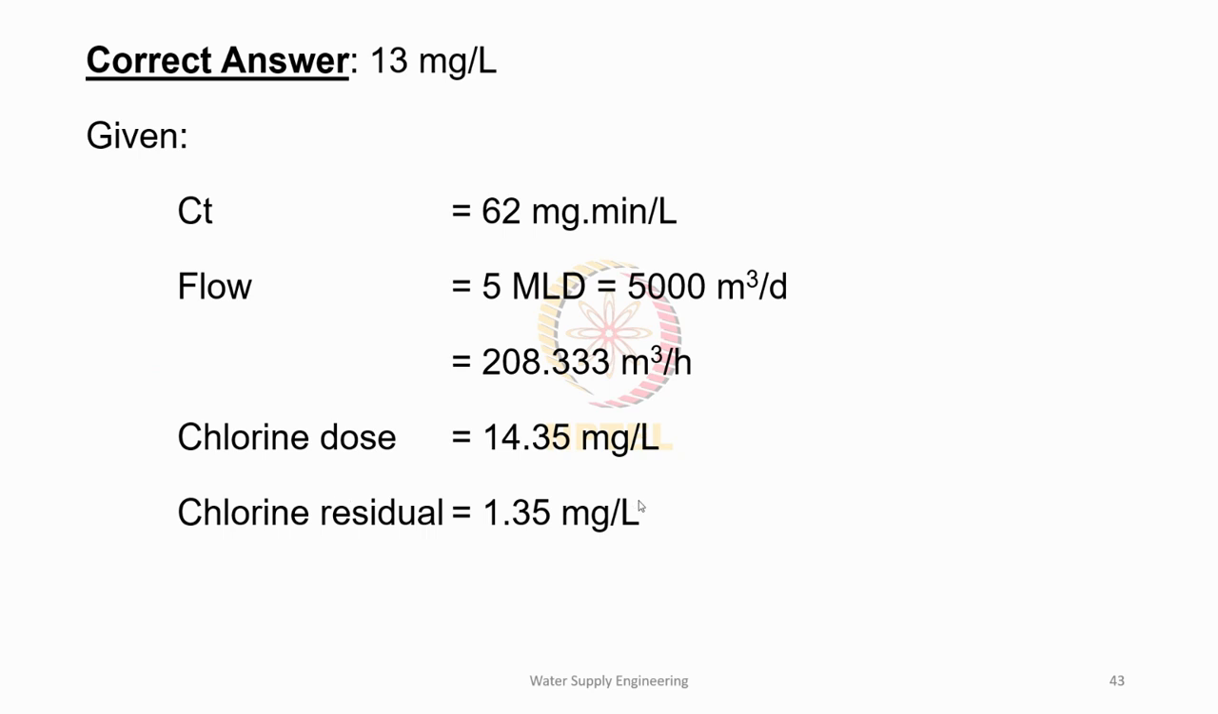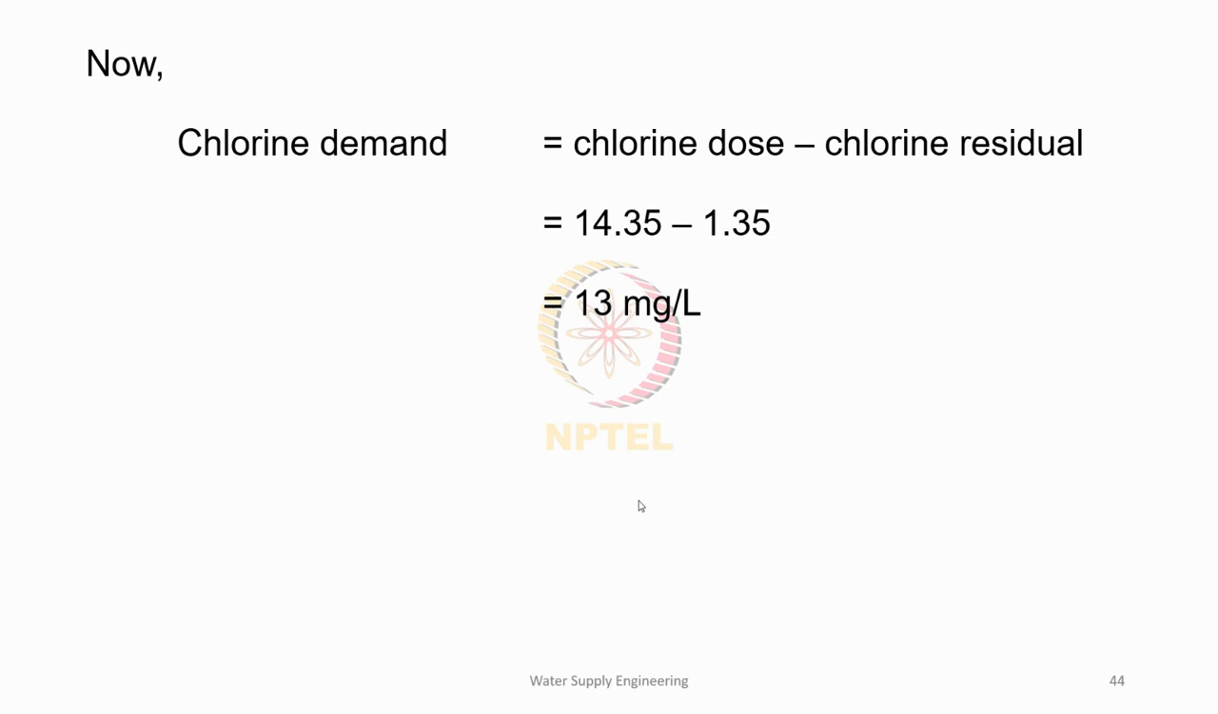So now to determine the chlorine demand, it is given by chlorine dose minus chlorine residual. That is 14.35 minus 1.35, which is equal to 13 milligram per liter.